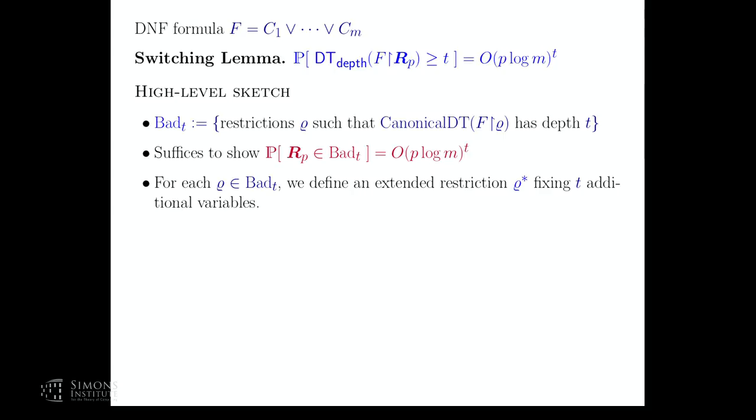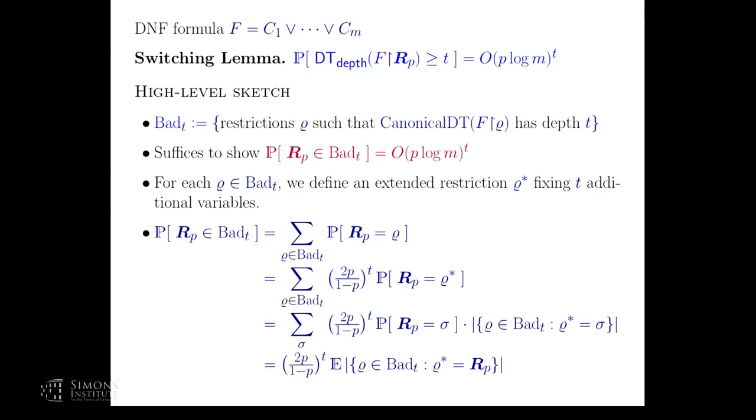I should say this version of the proof is due to Razborov, known as Razborov's labeling argument. It's a little different from Håstad's original proof. The idea is that for each bad restriction, we define an extension, denoted rho star, which fixes t additional variables. Everything fixed by rho is also fixed by rho star and gets the same value, but rho star fixes exactly t extra variables.